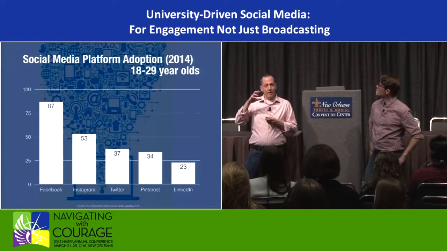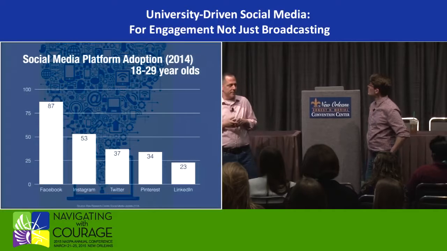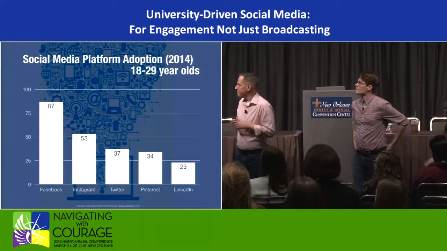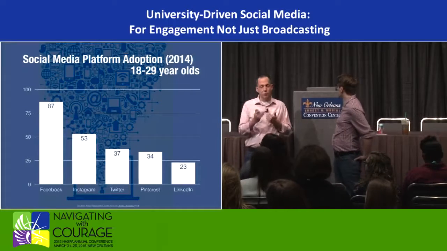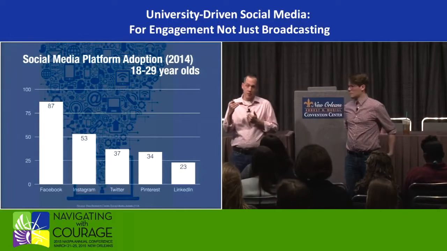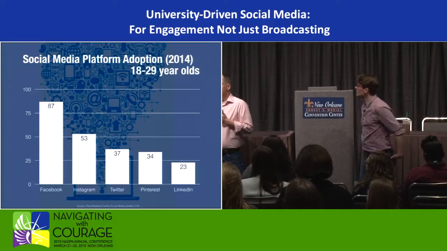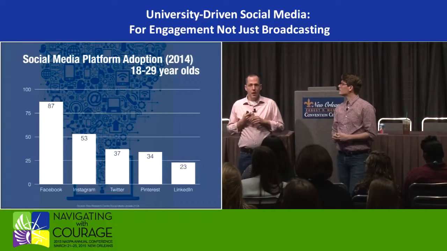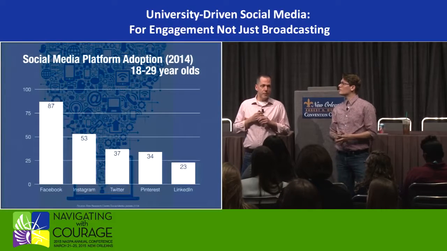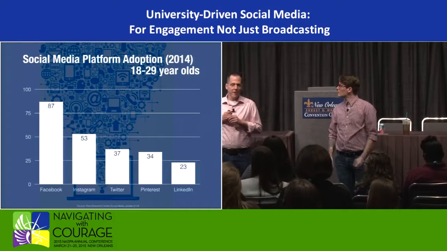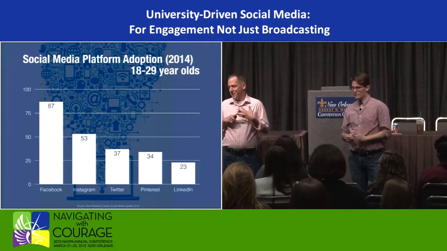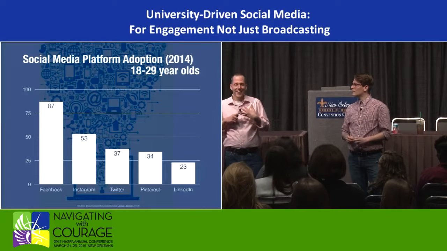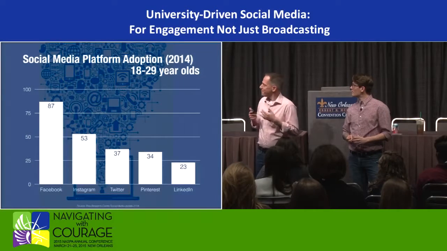Also, if you look at this broadly, this is all 18 to 29-year-olds, what platforms they're on. Facebook's still number one, followed by Instagram, which has really risen a lot within the past year to two years. Twitter, Pinterest, and LinkedIn in that space. Now, we'll go into a little bit more nuance on this, because just because a lot of students are on Facebook, one, doesn't mean they use it all the same way, or two, doesn't mean that they are actually using it at all, right? They're just on it. They have a presence.